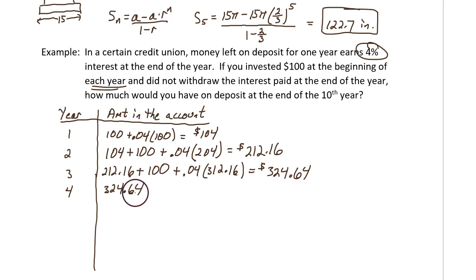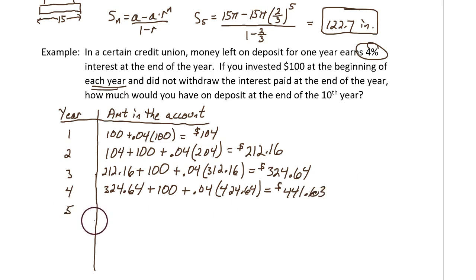Now do the fourth year. $324.64 is carried over because we've never taken money out of the account. Plus, we put another $100 in. And at the end of the year, we're going to earn interest on that money. 4% of $424.64. Take a calculator and type that in. The result is $441.63.